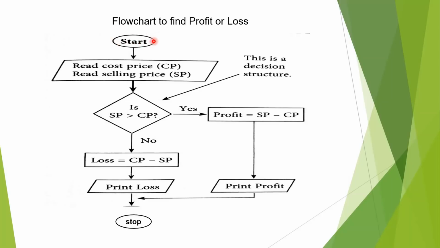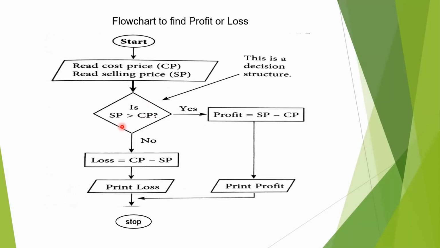Start is written in an oval shape or rounded rectangle shape, and it is reading cost price and selling price. As we are giving input to these two, cost price and selling price, that is written in a parallelogram shape. And here it is analyzing decision making.